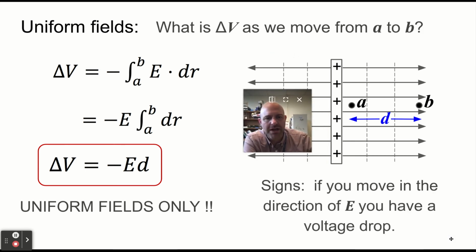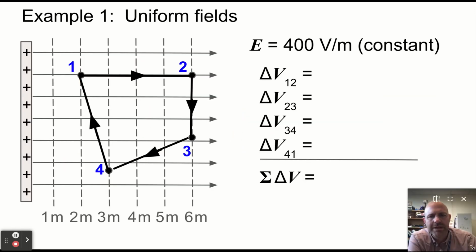You do have to watch your signs, right? If you move in the direction of the electric field, you have a voltage drop. You're going downhill, so to speak. And if you move against the electric field, you have a voltage gain. So we can do a little calculation here that's kind of fun. If we move along this path, the voltage from 1 to 2 is going to be negative 1600 volts, right? 400 volts per meter times so many meters. That's, what's that, 4 meters there? Negative 1600 volts because we're going with the electric field, downhill.